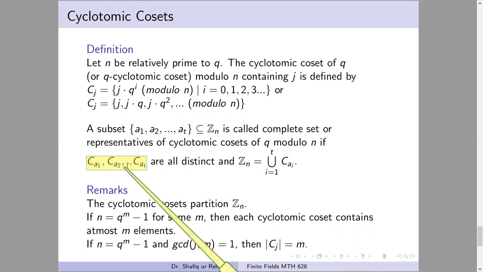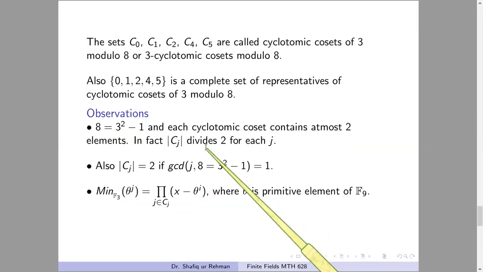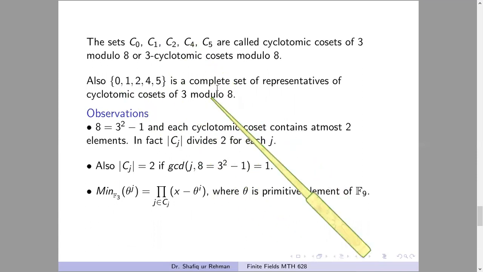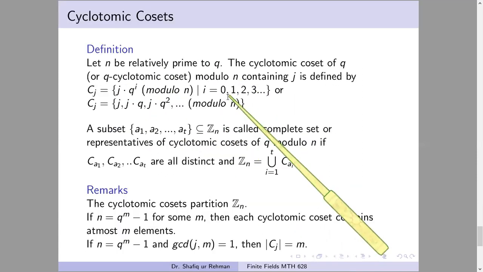That is, if these sets make a partition of Zn, then we say that these indices will be called representatives of cyclotomic cosets. For example, here 0, 1, 2, 4, and 5 are a complete set of representatives. And here is a remark that cyclotomic cosets make a partition of Zn, and if n equals q power m minus 1 for some m, then each cyclotomic coset contains at most m elements. This is due to the connection with the conjugate elements, and if n equals this and GCD is 1, then their cardinality is m. So these are some observations.